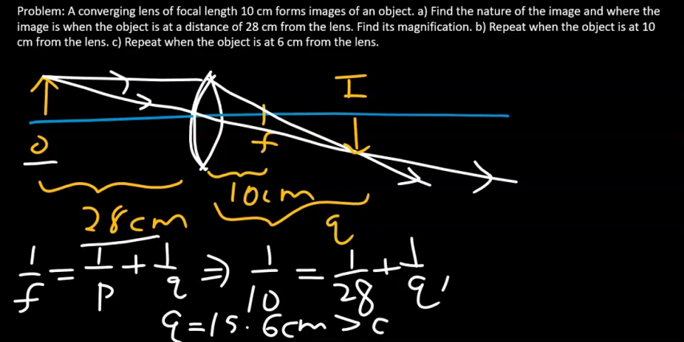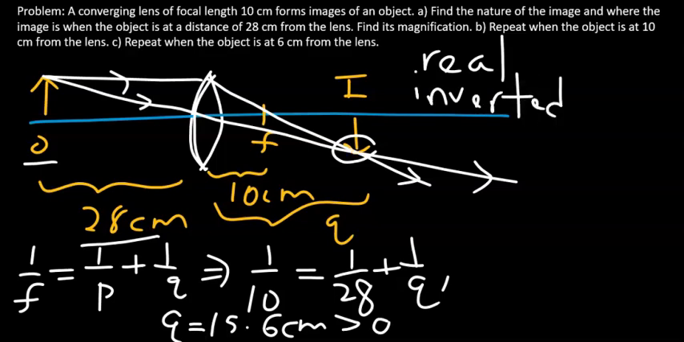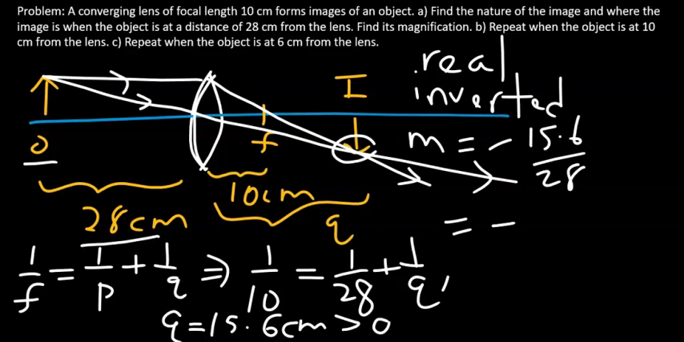Now you see this is positive, and it agrees with the fact that the image is formed on the outgoing side of the surface. Because light is passing through the image, it's a real image, and as you can see, it's inverted. The magnification in this case is minus q, which is 15.6, over p, which is 28, and that's going to give you minus 0.56, a number which is less than 1. That means the size of the image is less than the size of the object.